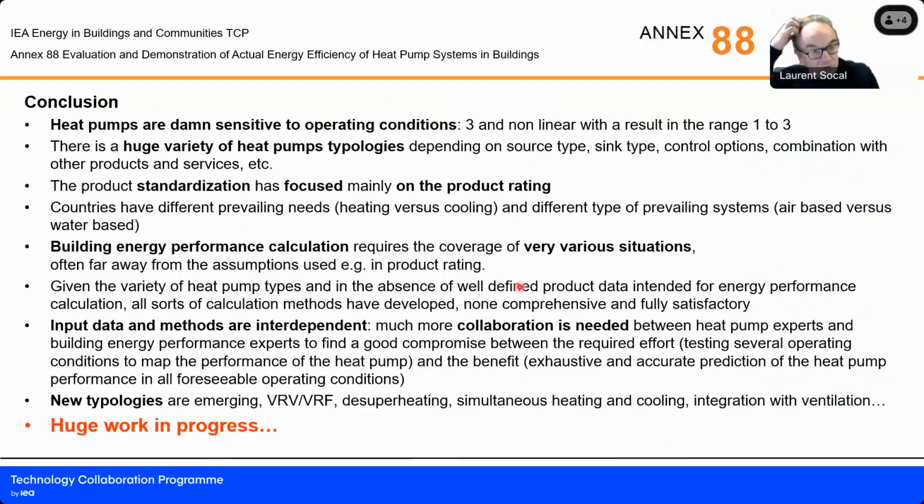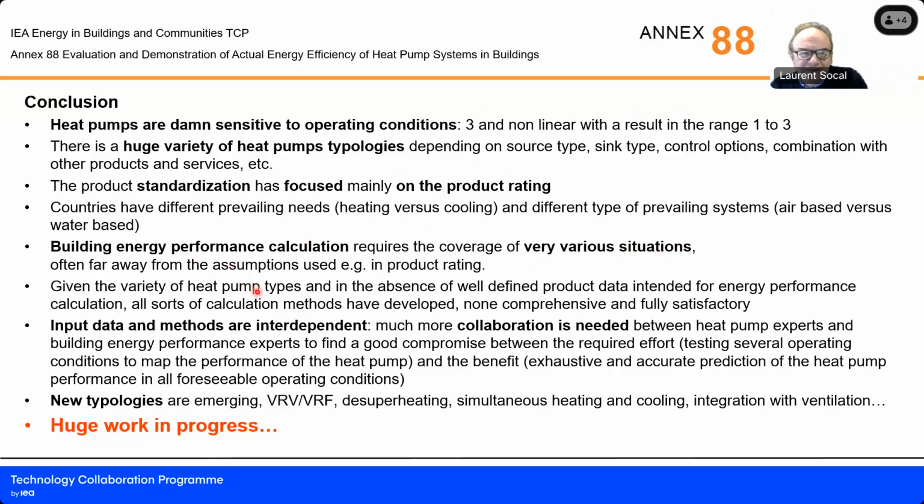Okay, conclusions. So I conclude, sorry for the delay. Heat pumps are very sensitive to operating conditions, at least three, and non-linear, with a result in the range 1 to 3. So it's dramatically important to cover the performance map. There is a huge variety of heat pump typologies, as we've seen, and there are differences in the calculation. The product standardization up to now focused mainly on the product rating, and countries have maybe different prevailing needs and types of heat pumps.